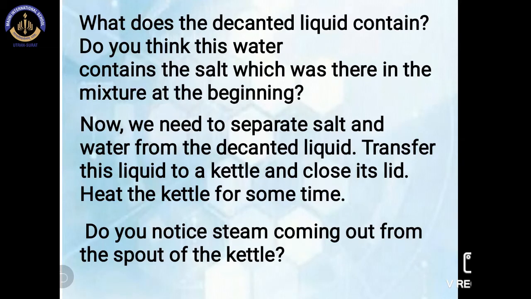Because the sand is settled down in the first beaker, in the second beaker we pour out the water and get the decanted water. In this decanted water, salt is also mixed. Now we need to separate salt and water from the decanted liquid. In the second beaker, we have the decanted liquid, which means the mixture of salt and water. Now we want to separate the salt from the water.